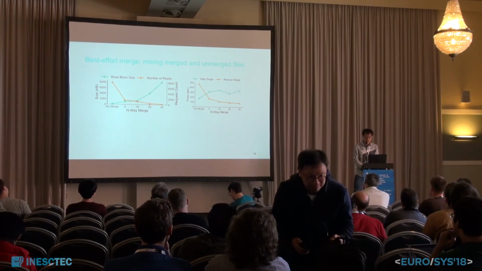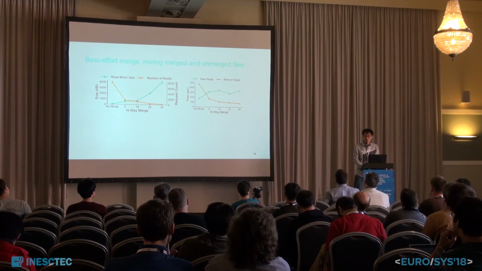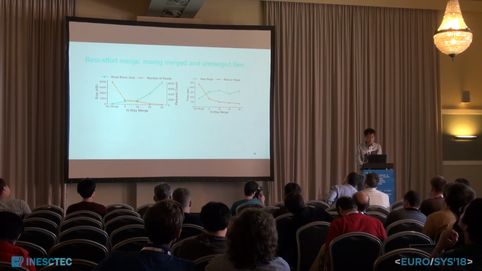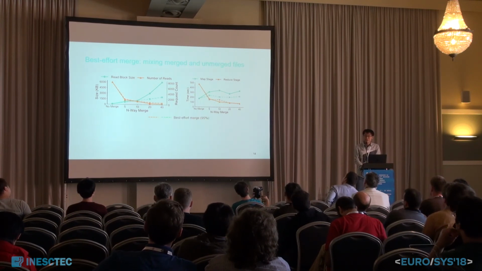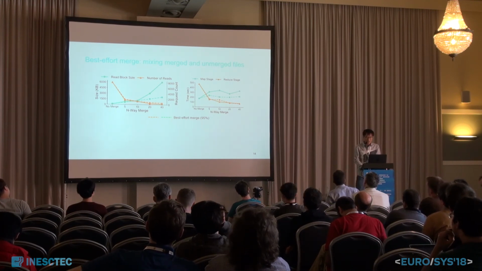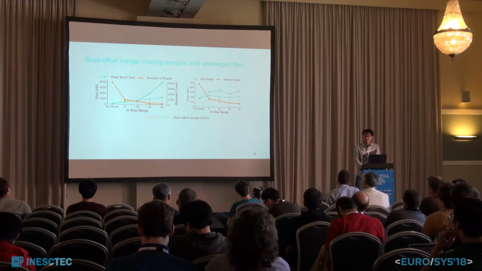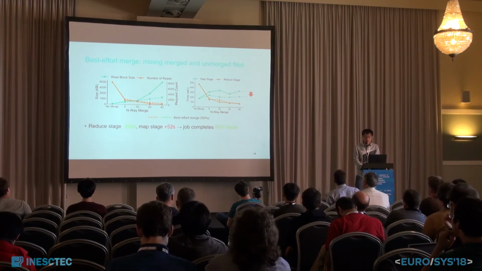But don't worry, the merge scheduler is going to make sure that all the reducers read from the corrected blocks, either from the merged format or the unmerged format, with no omission and no repetition. So here is the result if you set the best effort merge threshold to be 95%. We can see on the graph on the right that the reduce stage time is almost not affected, but there is a huge saving in the map stage time.